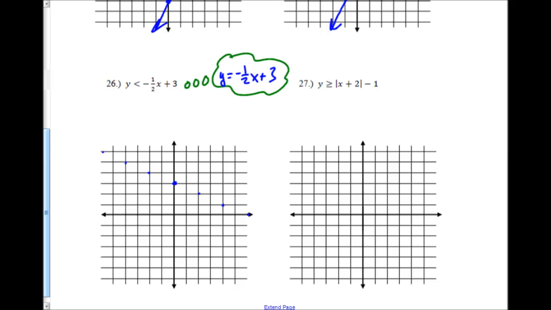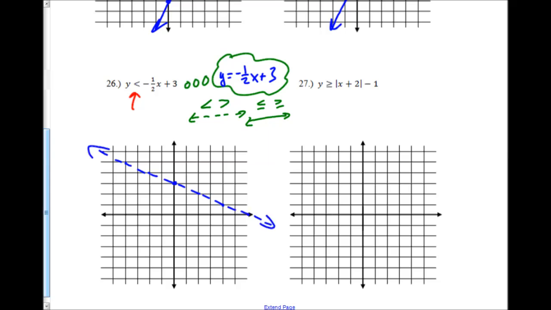And then from here, since this is an inequality, I have to look at this inequality sign. Since there's no equal to condition, it just says less than. Remember, when I have the less than or greater than symbols, I use a dotted line. And when I have the less than or equal to or the greater than or equal to, I use a solid line when I'm graphing. So for this one, I'm going to use a dotted line. So I used a dotted line here.